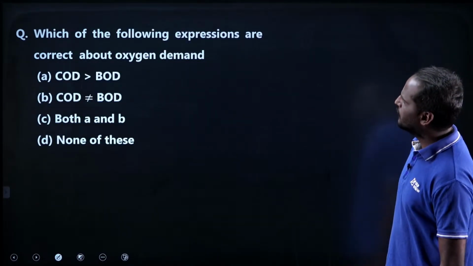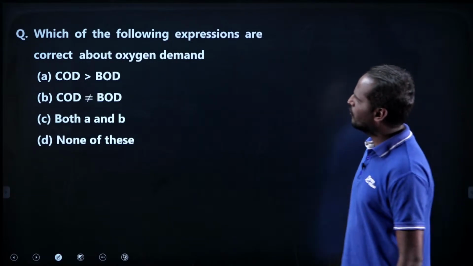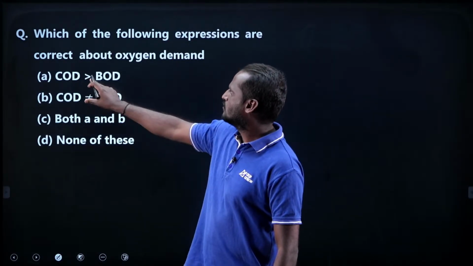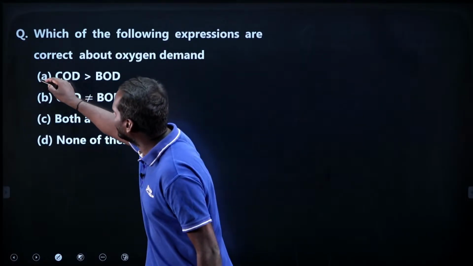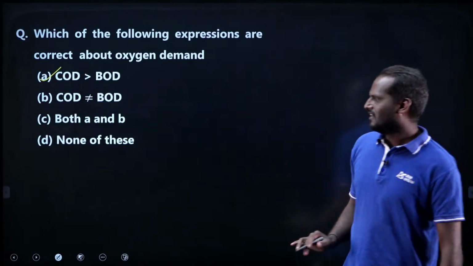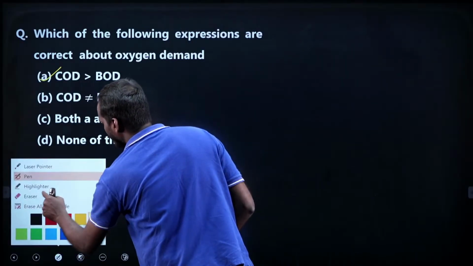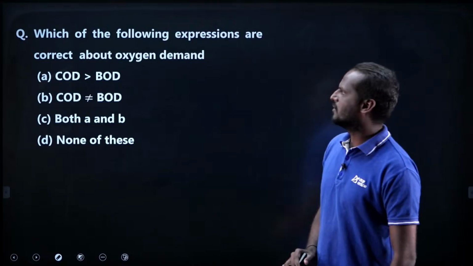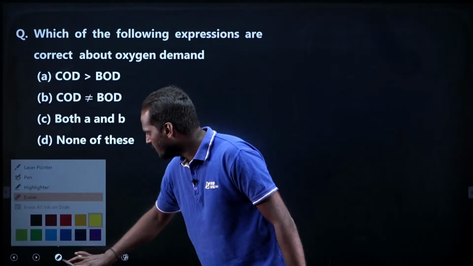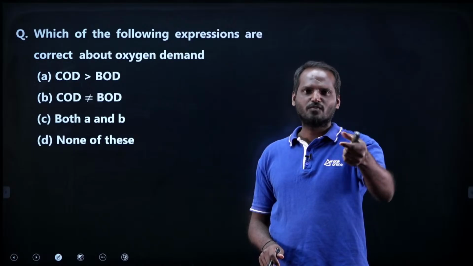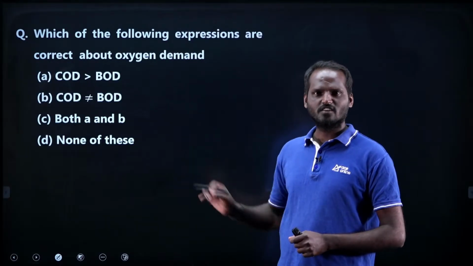Next, which of the following expressions are correct about oxygen demand? If you look at these options carefully, COD is more than BOD. You may tick this option and go to the next question. That is the wrong answer. See, if you look at this question carefully, which is the correct expression about oxygen demand? You know, COD is obviously more than BOD. If it is more than BOD, COD is not equal to BOD. That is the small logic behind it.